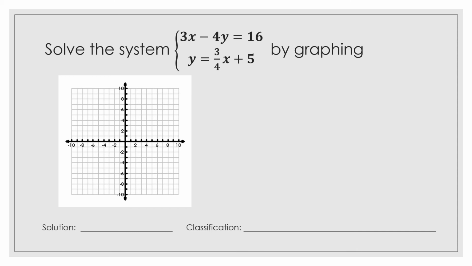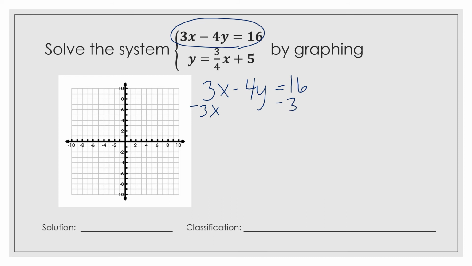On this one, our first equation is in standard form, but our second equation is already in slope-intercept form. So I'm going to start out by taking the first equation and turning it into slope-intercept. Now on this one, had we wanted to find the x and the y-intercepts, it wouldn't work because 16 is not divisible by 3. So you've got to make sure if you want to find the x and y-intercepts that it is divisible by both coefficients. So on this one, we have to change it into slope-intercept.